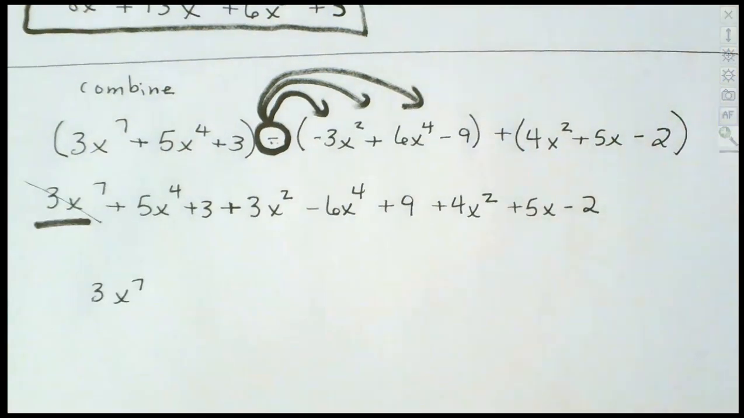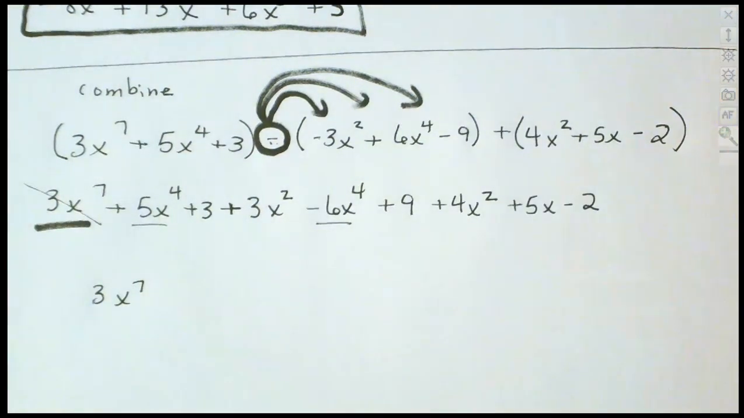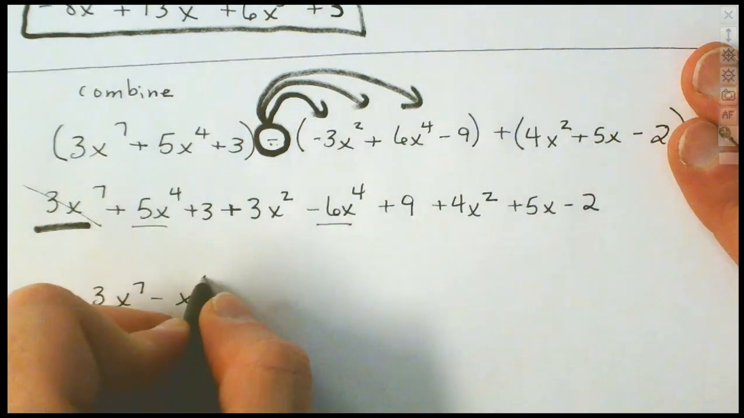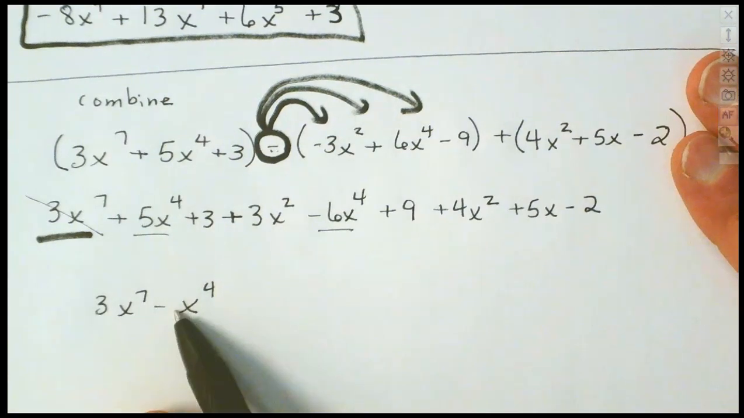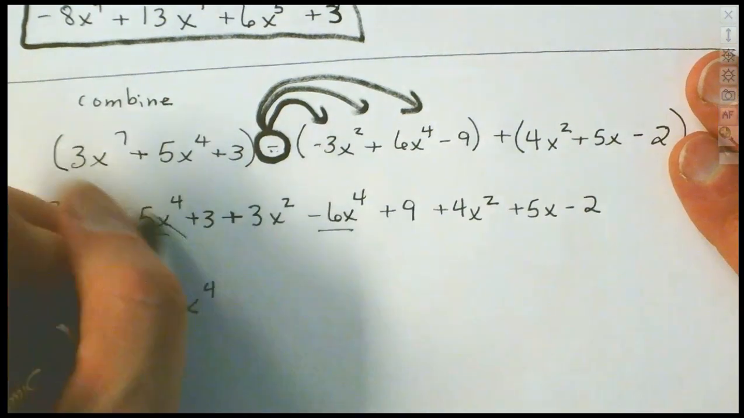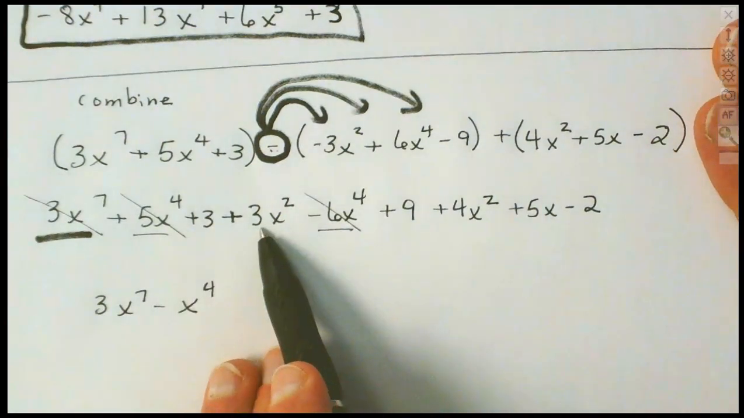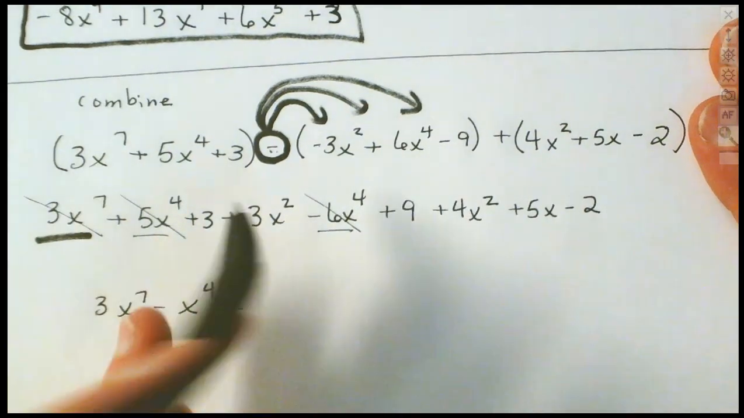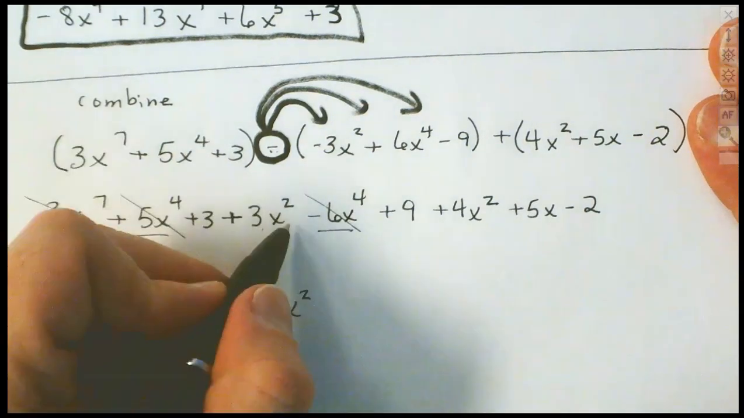Now what do we have next? It looks like it's going to be x to the 4th. So we've got 5 and a negative 6, so that's going to make it a minus x to the 4th, because 5 minus 6 is 1, and we don't have to put the 1 here. Gone and gone. Now we've got our squares. How many of those do we have? We have a 3x squared and a 4x squared. Adding those together, 3 and 4 makes it 7x squared. Gone and gone.